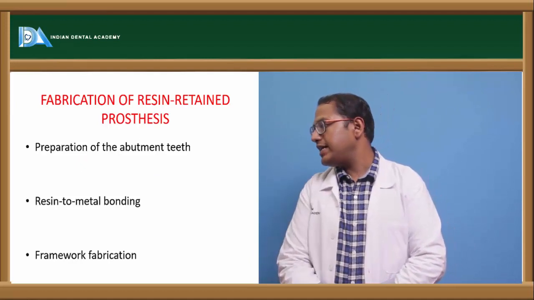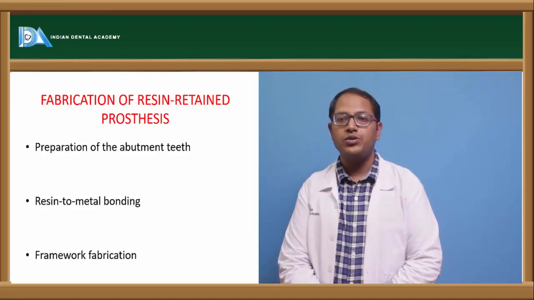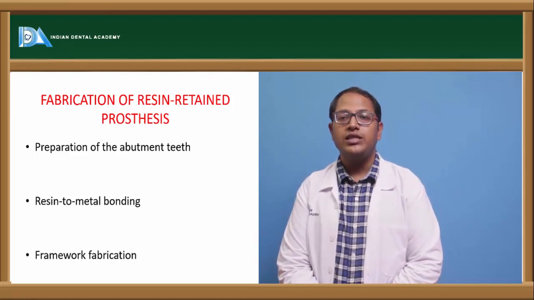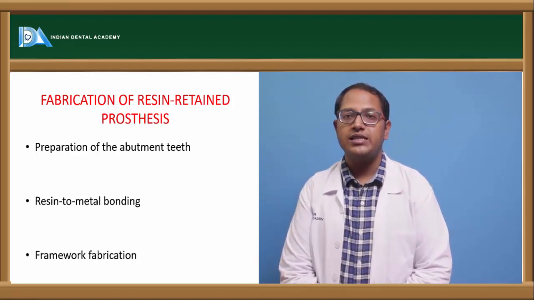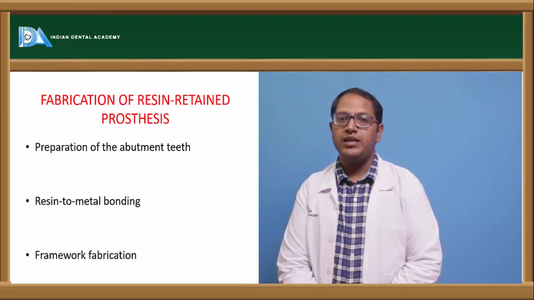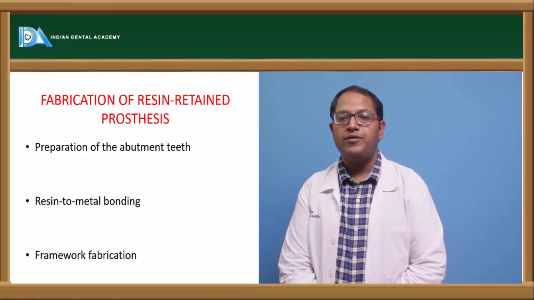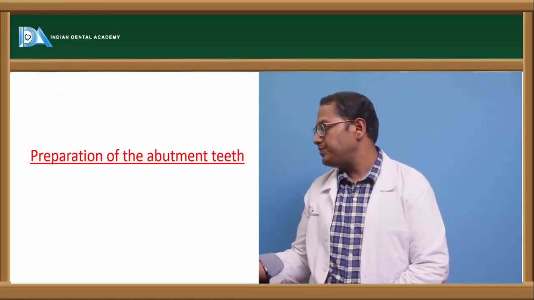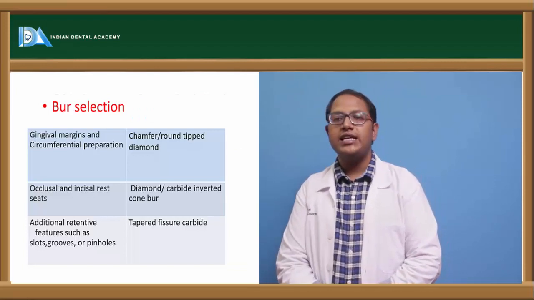Fabrication of a resin retained prosthesis, what are we supposed to do? In the fabrication of resin retained FPDs, attention to detail in all the phases is necessary to determine the success rate. That is, preparation of abutment teeth, resin to metal bonding, and framework fabrication; we'll see them one by one. In preparation of abutment teeth, burr selection is very important.